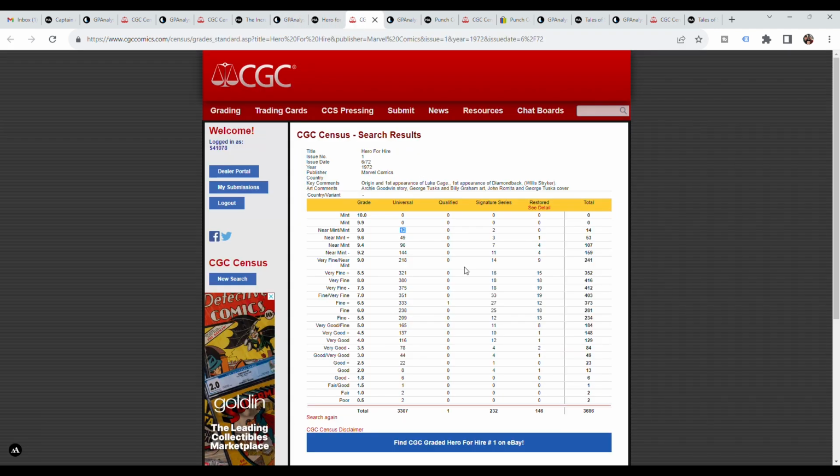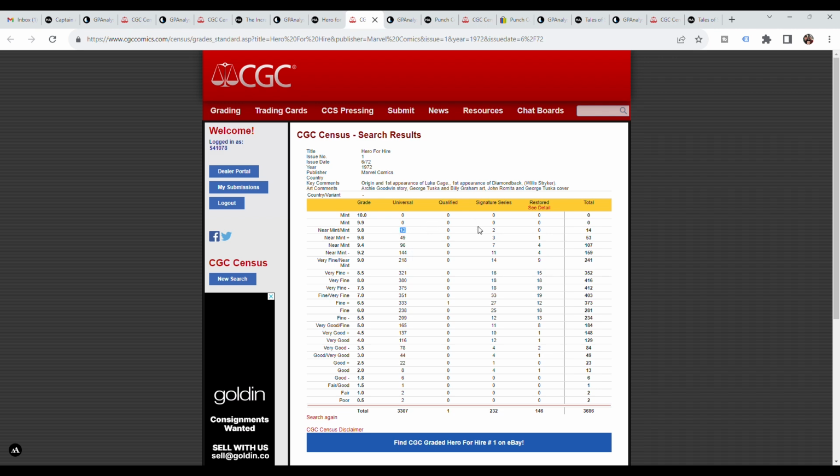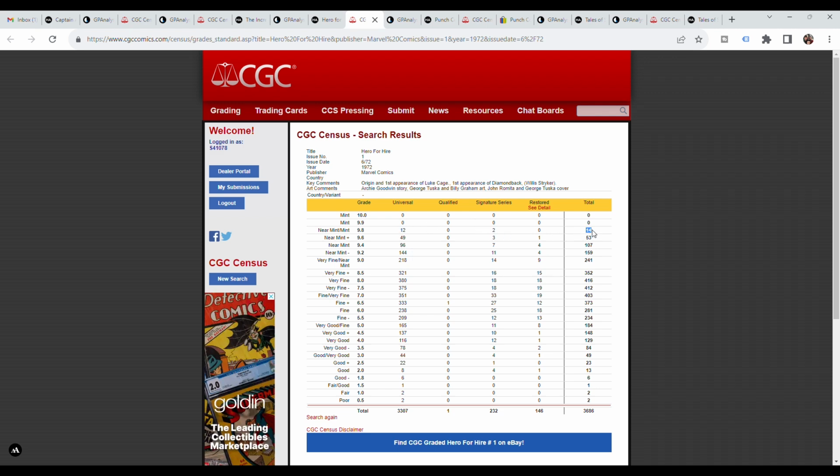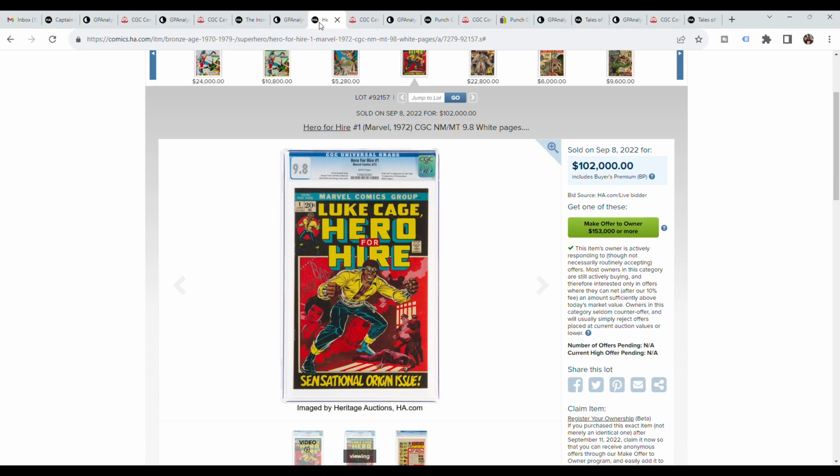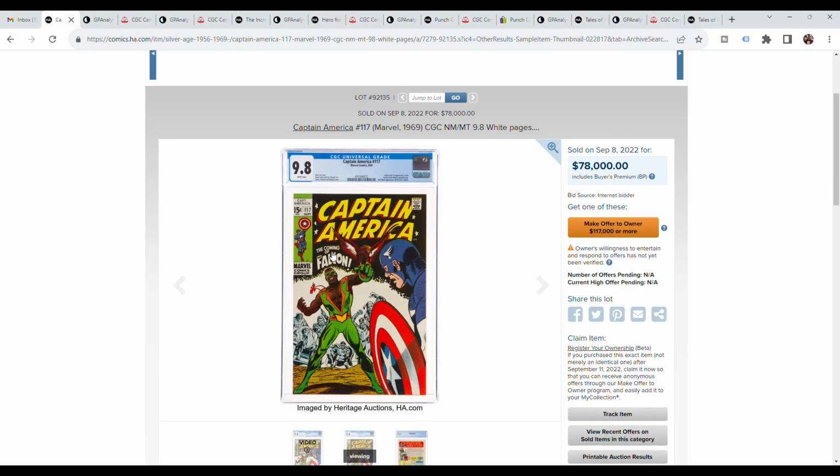And what's interesting about this book is it's very similar to the Captain America 117: 12 universal copies, 2 signature series, 14 total 9.8s, an absolute ghost in 9.8 because of how difficult it is to get with all of this black on the cover around the spine, very difficult to get in high grade. And yet this book still crushed the sale for the Captain America 117.